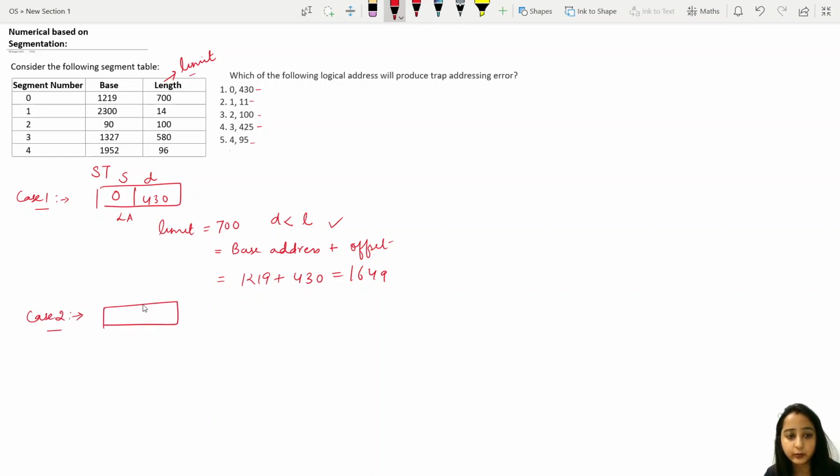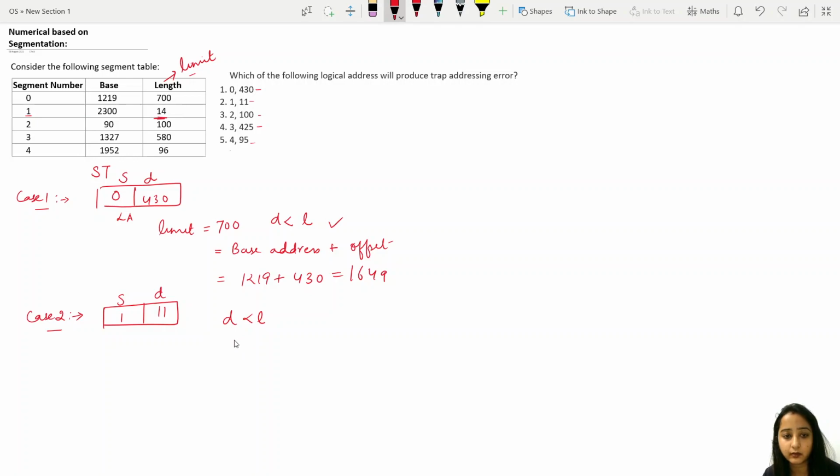Case number 2, we have segment number 1. See the second option, and offset as D. So I have to compare D with the limit. This condition should be there. What is the segment number? This one, 1. What is the limit?